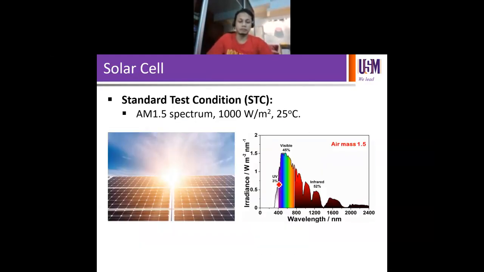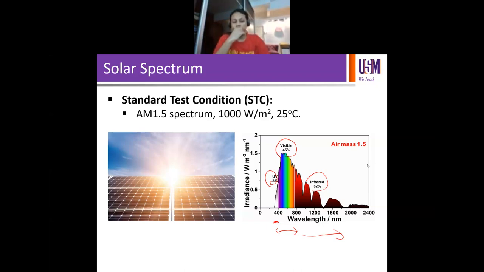It consists of a UV portion, visible, and infrared. UV is in the short wavelength region, visible is in the middle region, and above 800 is infrared. Near infrared, mid infrared, and far infrared, from left to the right.